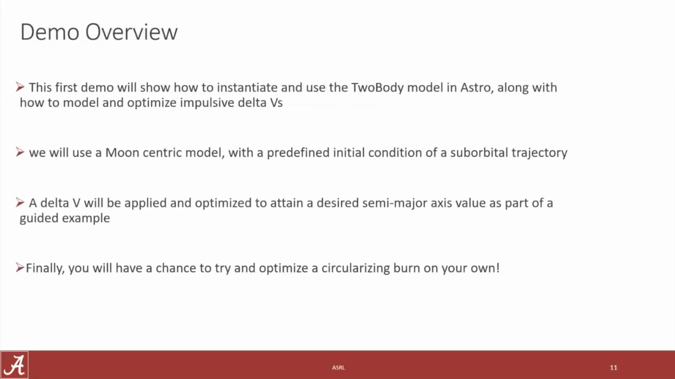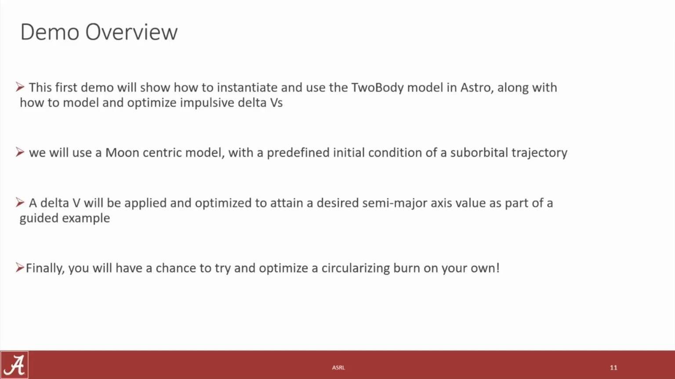So a quick overview of what this is going to look like. This first demo is going to show us how we instantiate and use the two-body model from Astro, and how we then use that to model and optimize impulsive delta Vs. We're going to do a demo problem. This is going to be moon-centric because the moon is fun. So we're going to have it be a lunar two-body model.